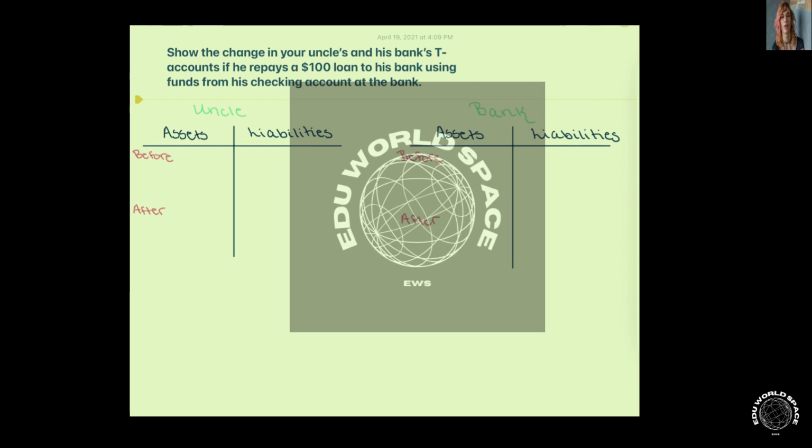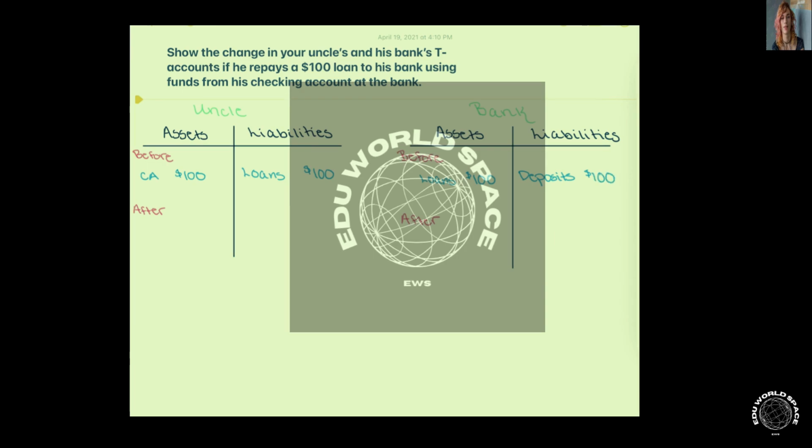So starting with before, we know that our uncle would have had in his checking account that $100. But he also would have had $100 in liabilities, and that's that loan that he has yet to repay. Meaning the bank would have had in assets that same $100 in loans that they lent out to your uncle. And in liabilities, they also have that $100 in deposits that your uncle has at their bank.